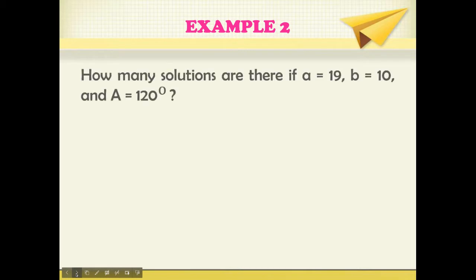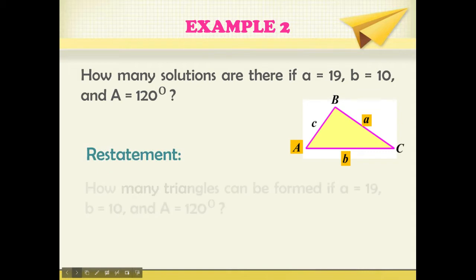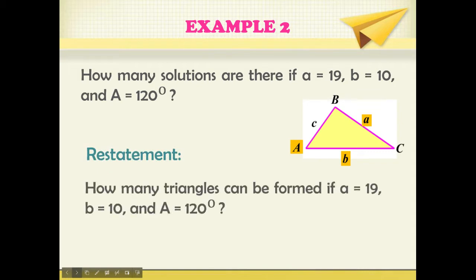Let us now continue with another example that falls under the ambiguous case. How many solutions are there if side A equals 19, side B equals 10, and angle A equals 120 degrees? Now to restate, how many triangles can be formed if A equals 19, B equals 10, and A equals 120 degrees?